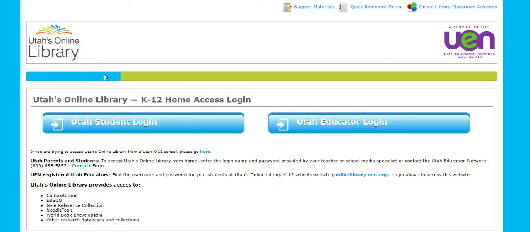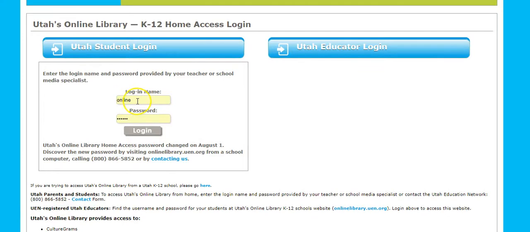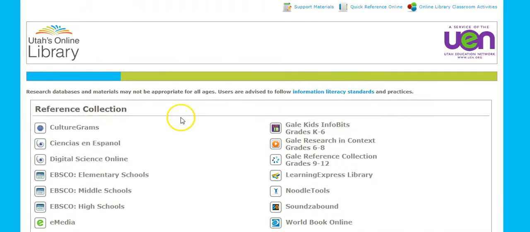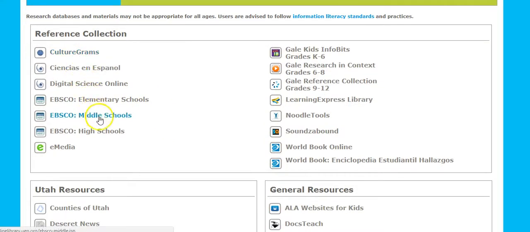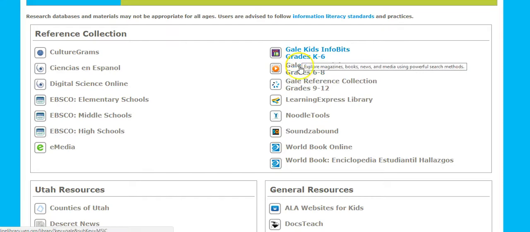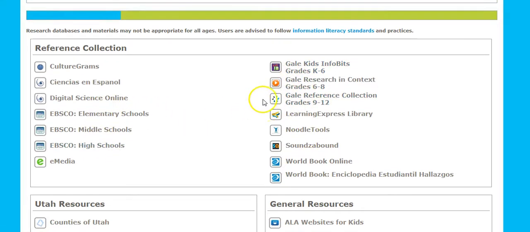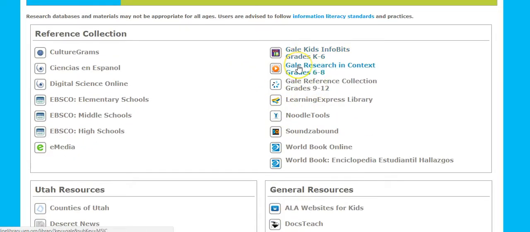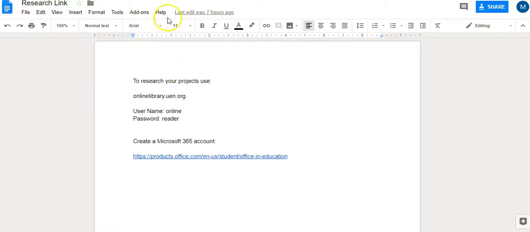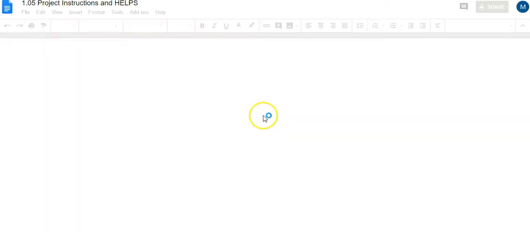It's going to look like this page when you get on there. You're going to click on Utah Student Login. Remember, online is your username, password is reader. You're going to log in. And now you have all of these scholarly research places that you can look in. Culturegrams are pretty good to look in. You can look in EBSCO. You can look in Gale's research, which is really good. Any of these ones are good tools to use to be able to find things about natural resource. So you just go in there and you go into those search engines, and that's how you find them. That's how you're going to do your research, and then you can just go back and answer the questions as it says on the instructions.